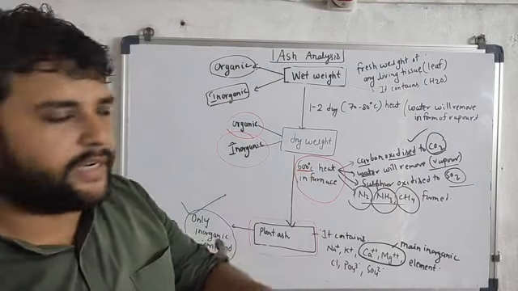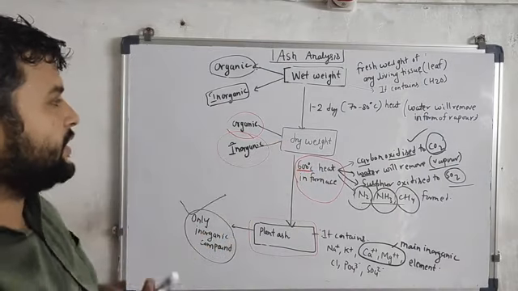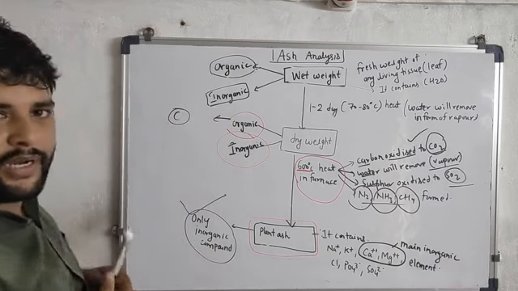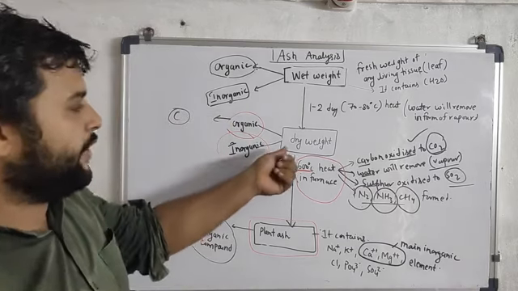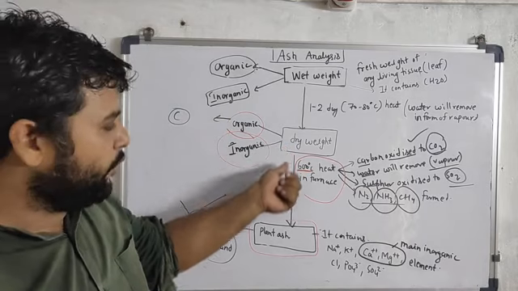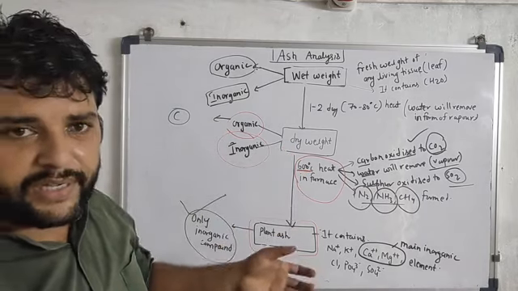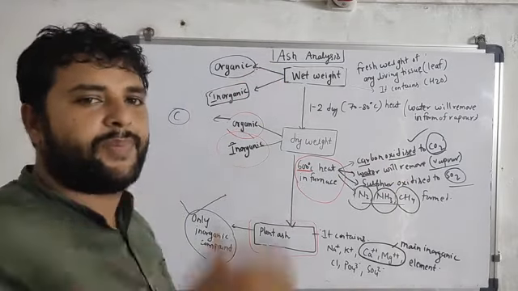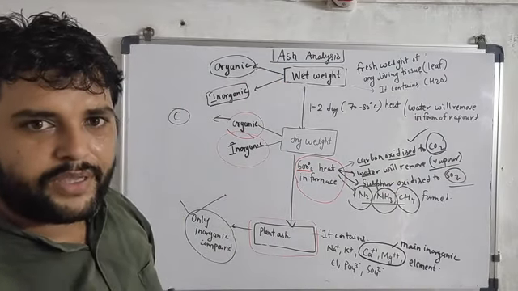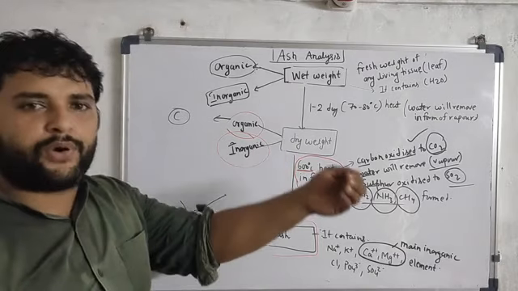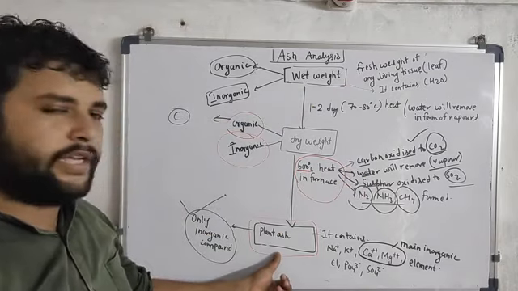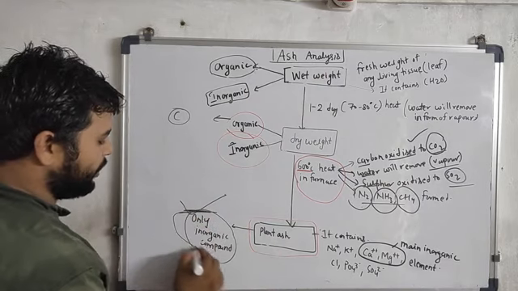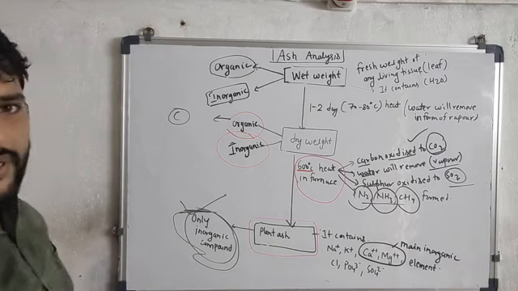If dry weight contains organic compounds, which are they? Carbon-containing organic compounds. So if the dry weight contains carbon, when it is provided 600 degrees Celsius, that carbon will be oxidized to carbon dioxide and escape into the atmosphere. This means all the organic components will escape. Only plant ash is obtained, and in the plant ash only inorganic compounds are found.